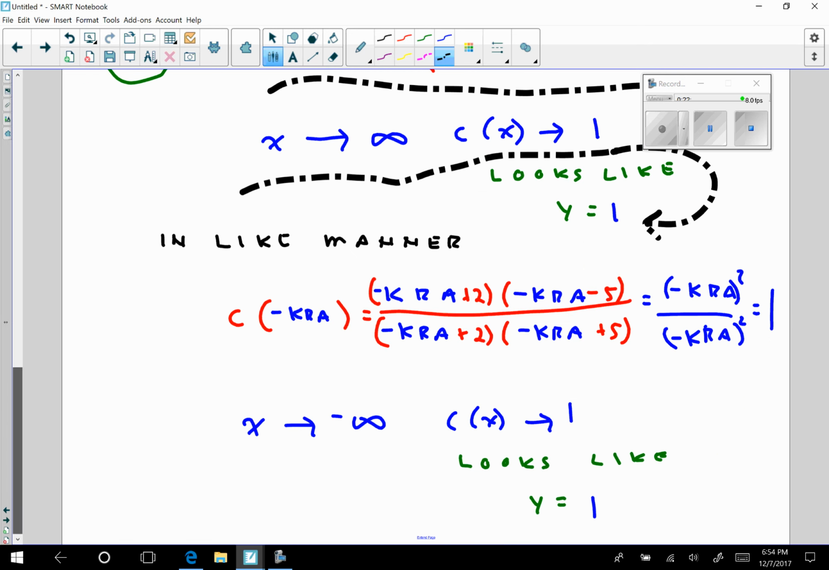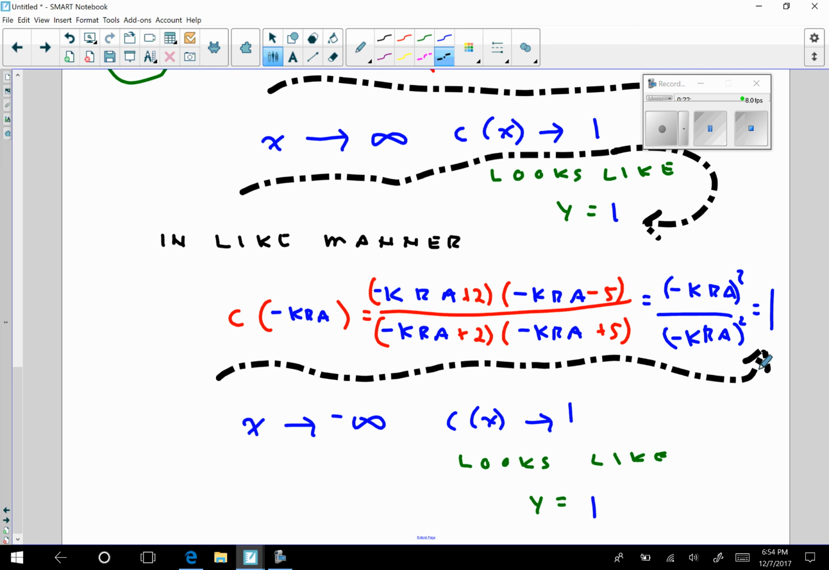In like manner, ladies and gentlemen, if I put negative Kerbillion in, if I evaluate the function, I can evaluate the function at these real numbers, but I can't evaluate the function at infinity. I'm not allowed to do that, but I can put a really big number in, as I have done. And I think it's easy to see that if I put negative Kerbillion in, I still get 1. What does that tell me? That tells me that as x goes to negative infinity, the graph looks like y equals 1. The graph tends to 1, we say.